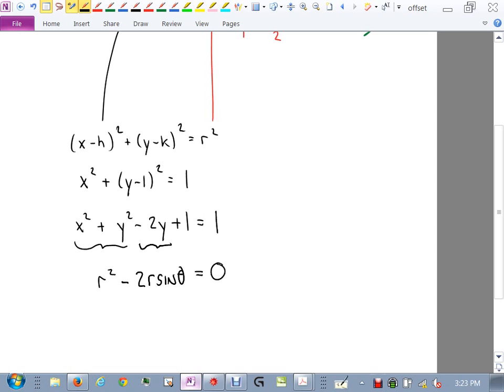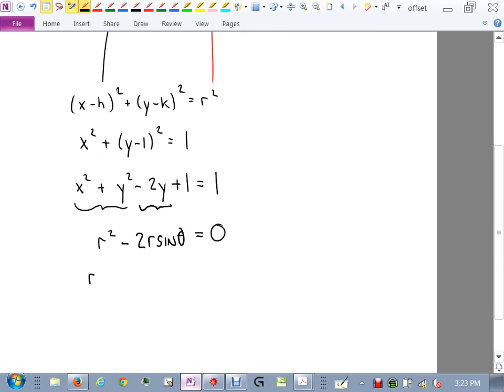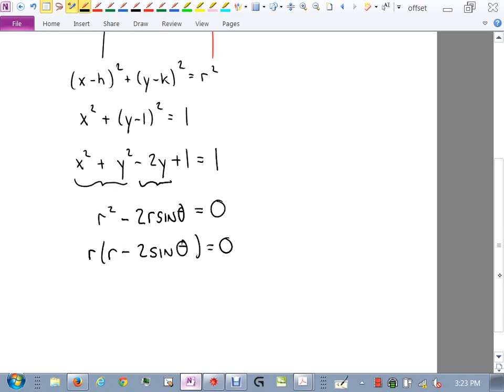What am I trying to come up with? I'm trying to come up with r as a function of theta. So can you solve this for r? Well, let's factor an r out. Right? And then we have two possibilities here. R could be 0 or r could be 2 sine theta. And only this one makes sense, right? But we do have a smallest radius. The smallest radius it could be would be 0, right? You all following this? Okay.